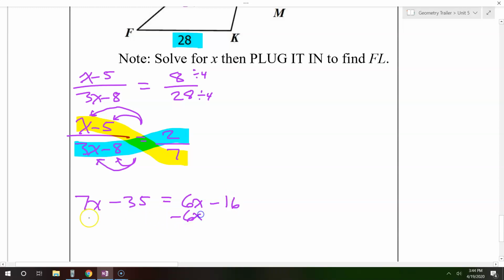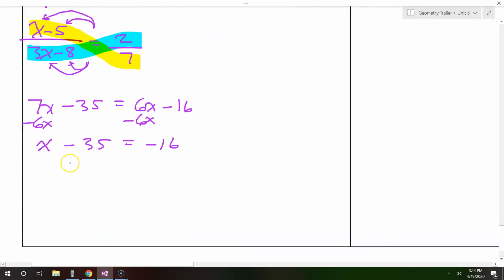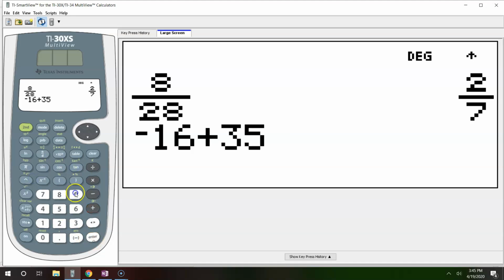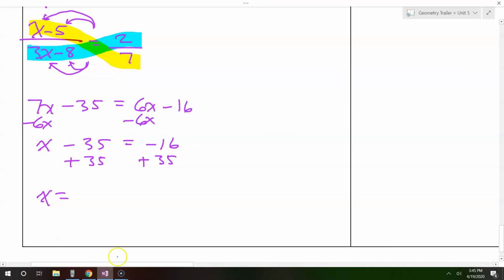Let's get these x's together by subtracting 6x from both sides. That'll leave us with x minus 35 is equal to negative 16. Add 35 to both sides to get x by itself. All right, so that's negative 16 plus 35. And that's 19.